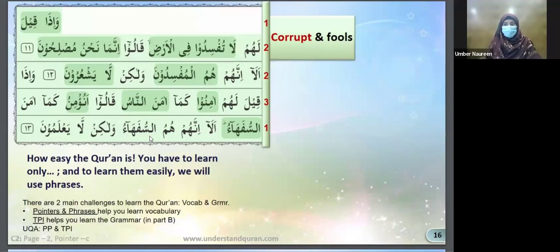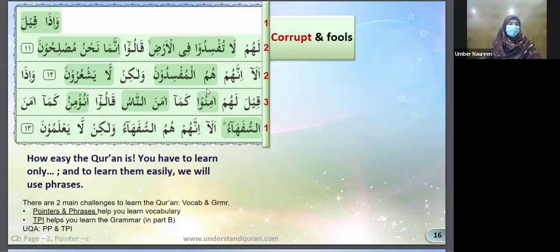Plural. Can you tell me from which table it is coming? Alima, yalamu, alima, alam, alim. Alima, on the pattern of sami'a. So see that here in the first line only one word is new, in the second line two words are new for you, here two, here three, and here only one word would be new for you. How easy the Quran is. You have learned, you only have to learn them easily.